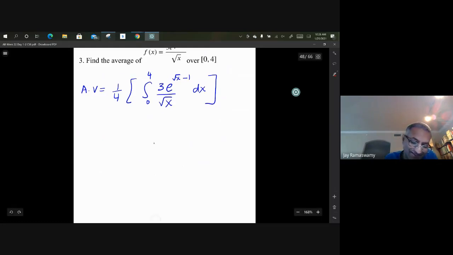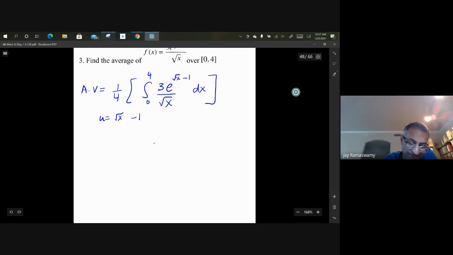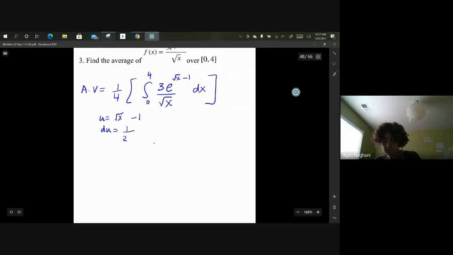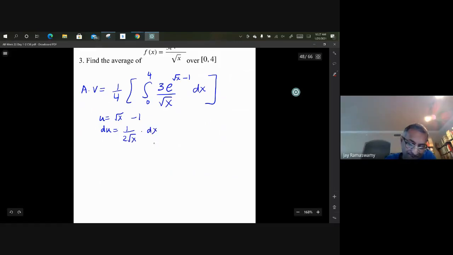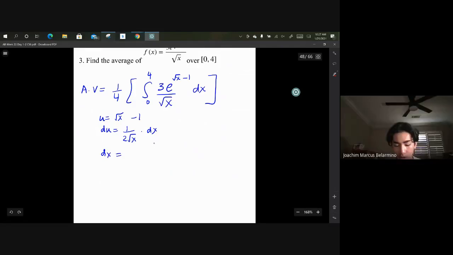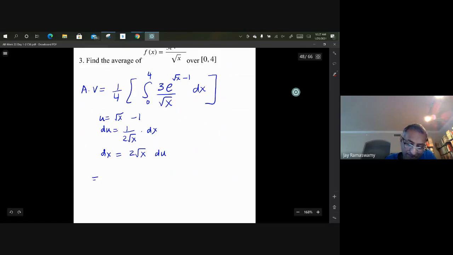Okay, go. u equals radical x minus 1. Therefore, du equals 1 over 2 radical x times dx. Okay, dx in the numerator. Therefore, dx equals 2 radical x du. Very good. Smart kids, what does the upper limit become? Hint: look at my circle. What does the upper limit become?